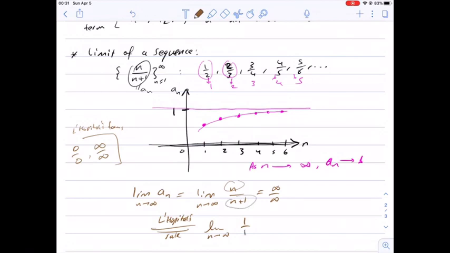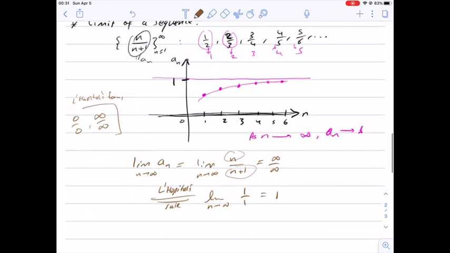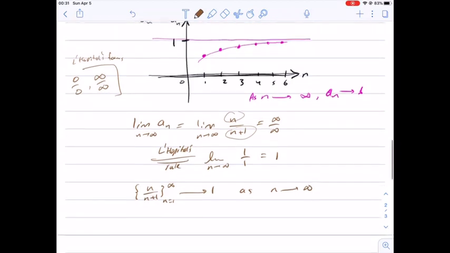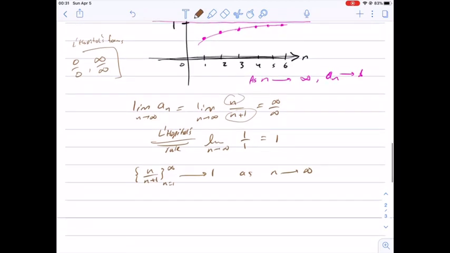What is the derivative of the numerator? 1. What is the derivative of the denominator? 1. 1 over 1 gives 1, and that's the limit of the sequence. So we may write that the sequence n over n plus 1 from 1 to infinity approaches 1 as n goes to infinity.